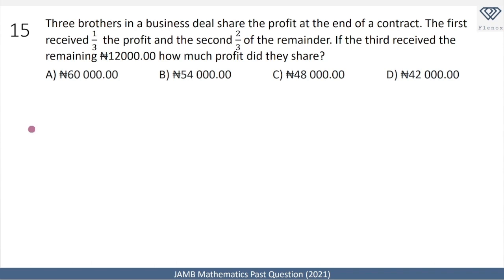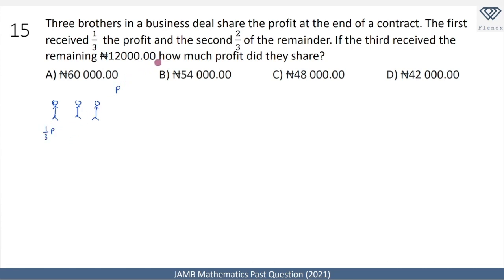And we're told that 3 brothers in a business deal share the profit at the end of a contract. So let me draw the 3 brothers over here just to make it easier for you to visualize what is happening. So let's call the total profit P. So the first brother received 1/3 of the profit P.